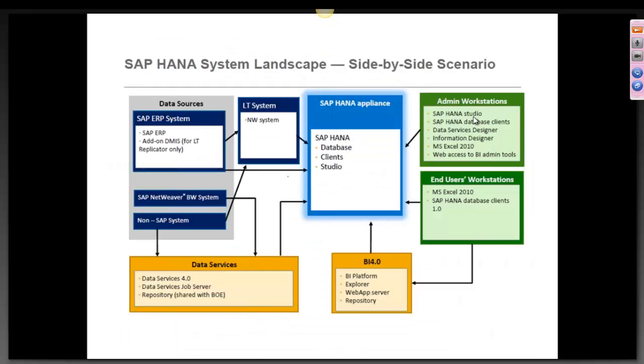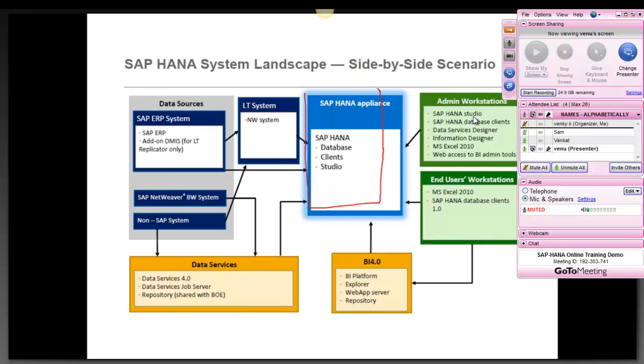So this is your typical real landscape in the project. HANA database can run only on SUSE Linux Enterprise Server. It will not support Windows Server. Only SUSE Linux Enterprise Server. You have different source systems. It can be SAP ECC, SAP BW, or a non-SAP system also.